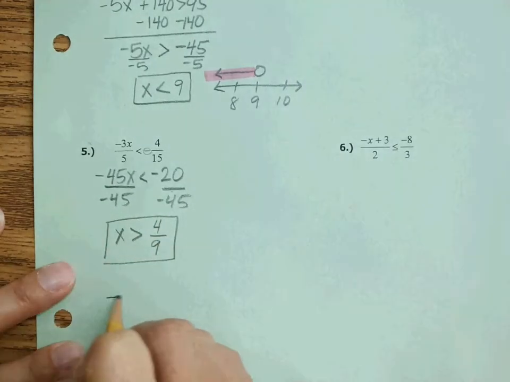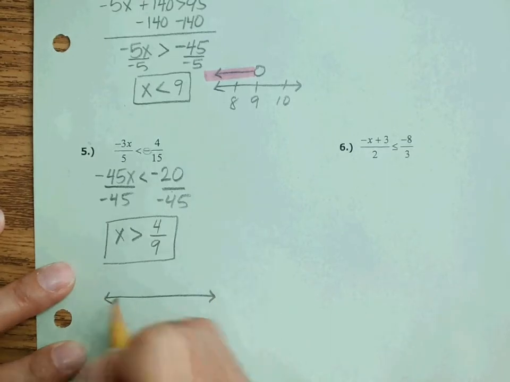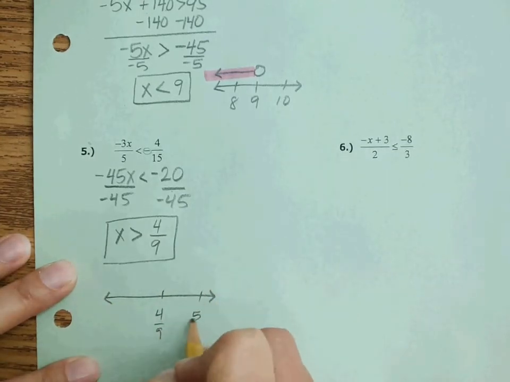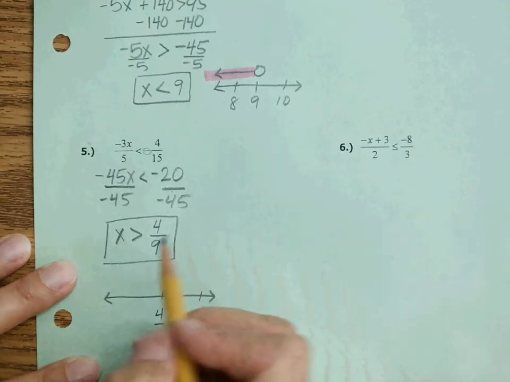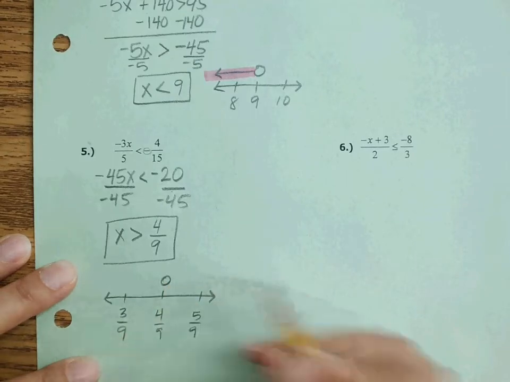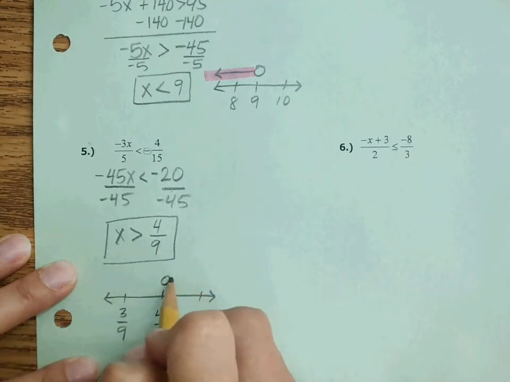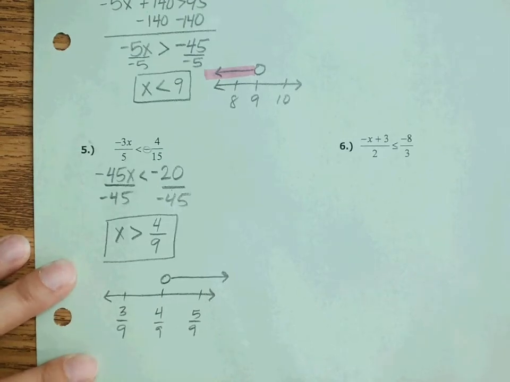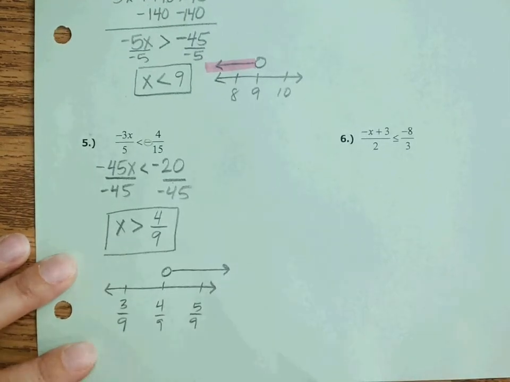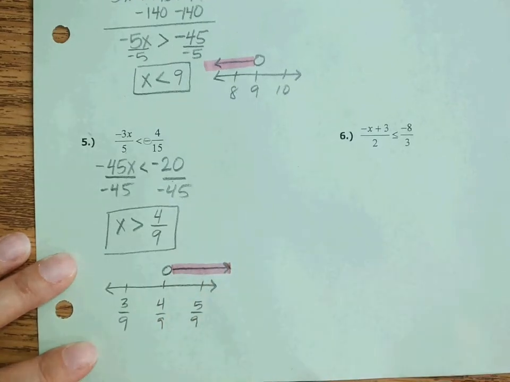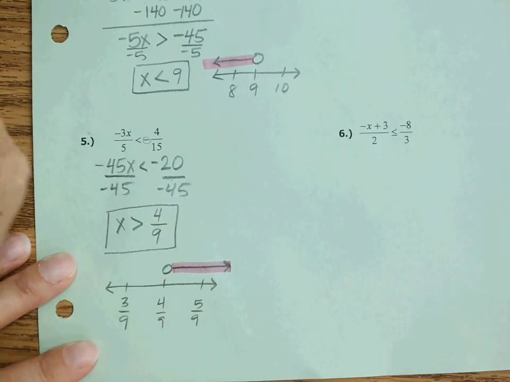I'm going to create my number line. I'm going to have 4/9 in the middle, then 5/9, and then 1 less than is 3/9. Okay, it's an open circle. It's x is greater than, so all the values greater than 4/9 is in that direction to the right. Now, highlight your solution. It does not include 4/9, but all numbers greater than 4/9.